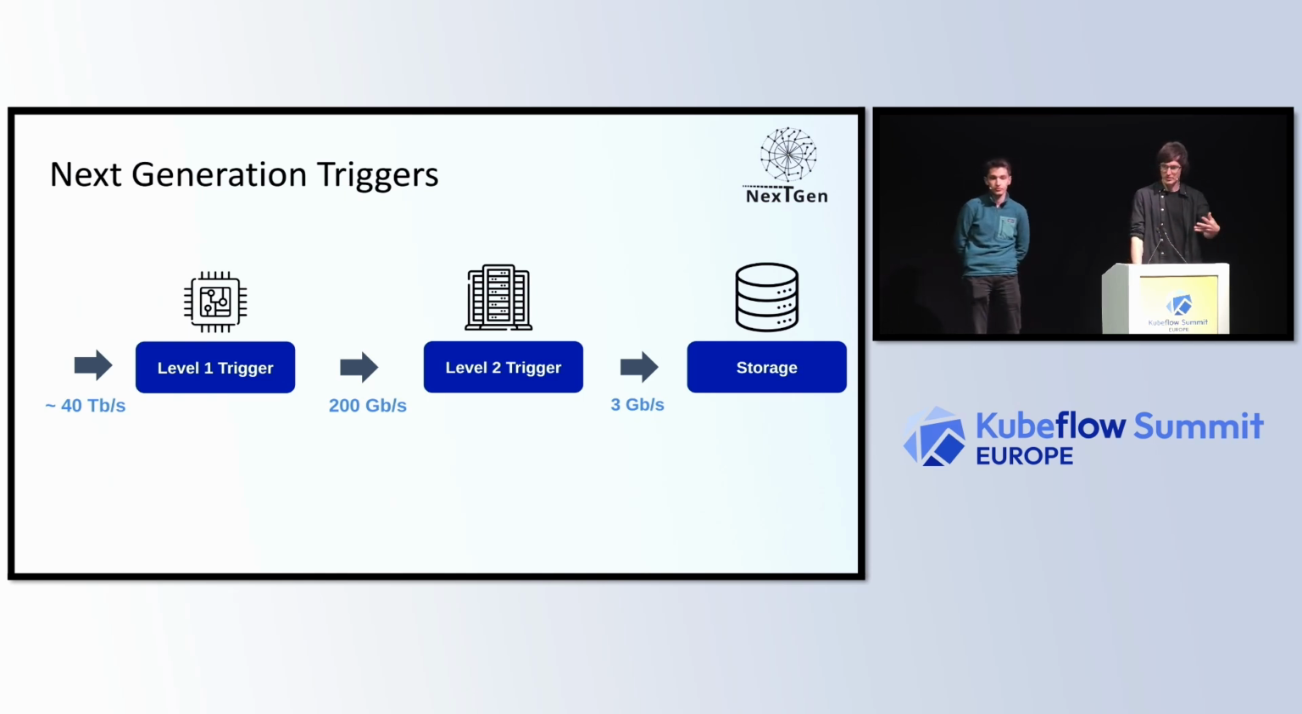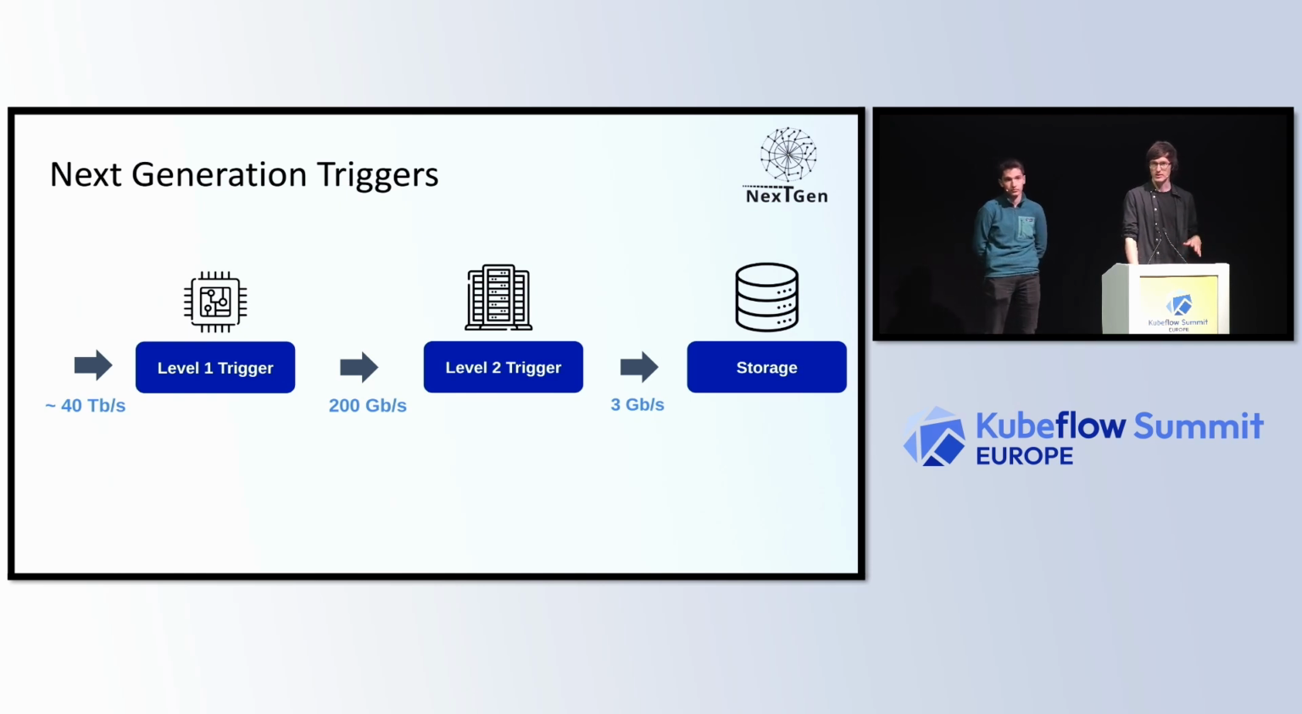After this first step, we go into the level 2 trigger system, which is a software-based approach that runs in computing farms very close to the actual collision point. After this part, we end up with around a few gigabytes per second. That's something that we can handle, and that's where the end data will go into long-term storage.